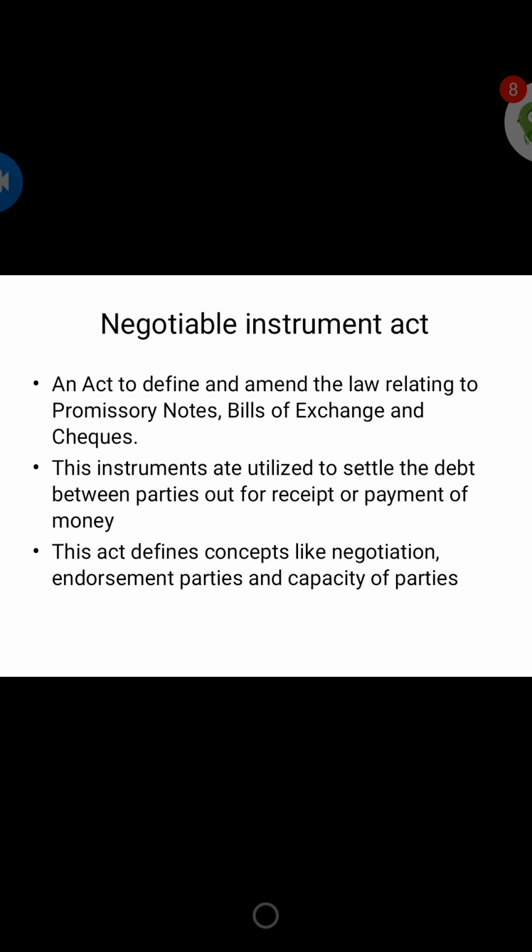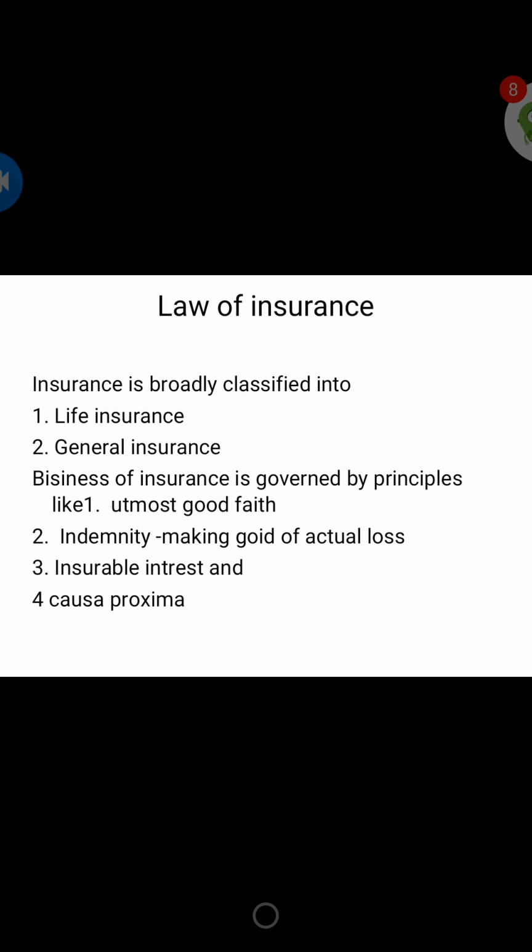Okay, the next is law of insurance. What is insurance? Insurance is something people buy to protect themselves from losing money. If something bad happens to the person or the thing, it is insured. This is called insurance.